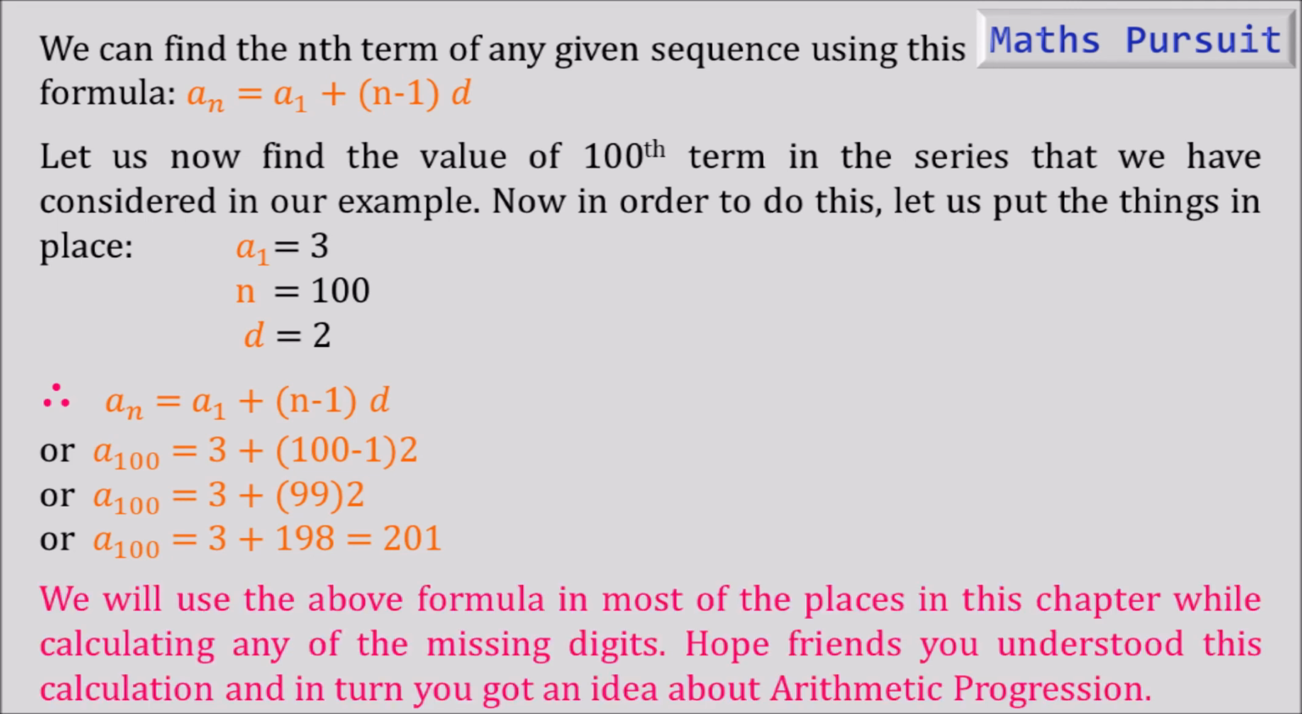We will use the above formula in most of the places in this chapter while calculating any of the missing digits. So if in the question it is given that find out the value of the nth term in a given series of arithmetic progression, or in a given sequence of numbers which follows the pattern of arithmetic progression, then we can use this formula and find out the missing value. Hope friends you understood this calculation and in turn you got an idea about arithmetic progression.